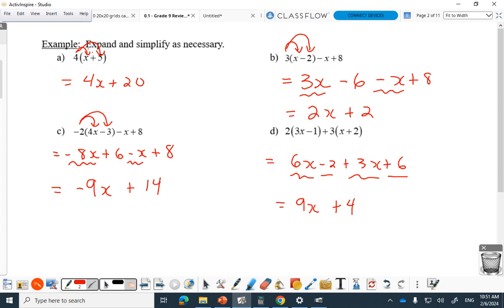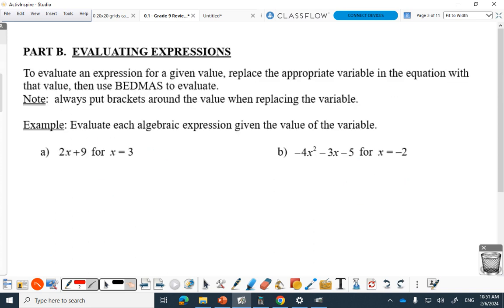Do I have any chance of finishing this lesson today? I don't know. We'll see. Part B, I'm already on to part B, evaluating expressions. Most people like this better than combining like terms. It makes a lot of sense. To evaluate an expression for a given value, replace the appropriate variable in the equation with that value. Now we'll know x. See? In these questions, like, here's x. Use it. Note, always put brackets around the value when replacing the variable.